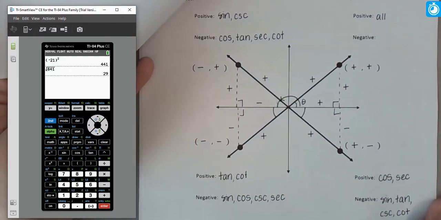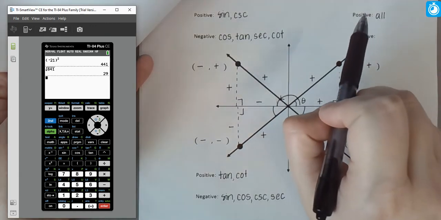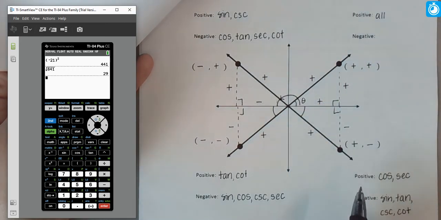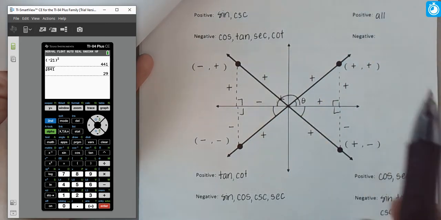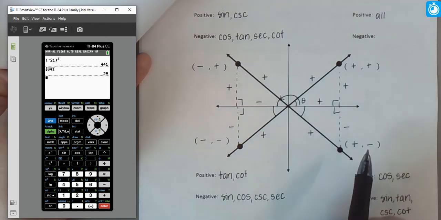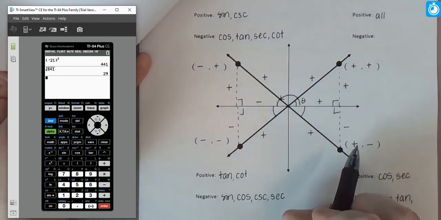What's happening with the cosine as we travel throughout the coordinate plane? Well, in the first quadrant, it's positive. In the fourth quadrant, it's positive. And then in the second and third quadrants, it's going to be negative. Well, what coordinate seems to be associated with that? Well, in the first and fourth quadrant, what is consistently positive? In those two quadrants, the x coordinate is positive.